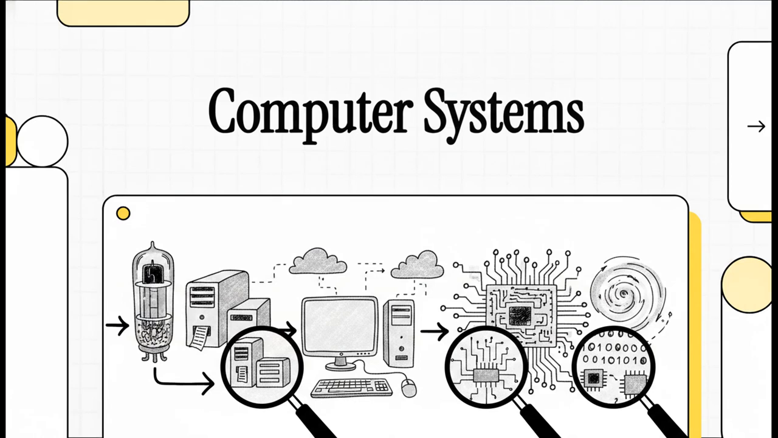Welcome to this explainer. Today, we're going on a macro to micro journey, straight into the heart of the machines that literally run our world. We'll start with the big picture of how computing evolved, and then we're going to slowly zoom all the way in to the microscopic operations happening millions of times a second inside the device you're using right now.